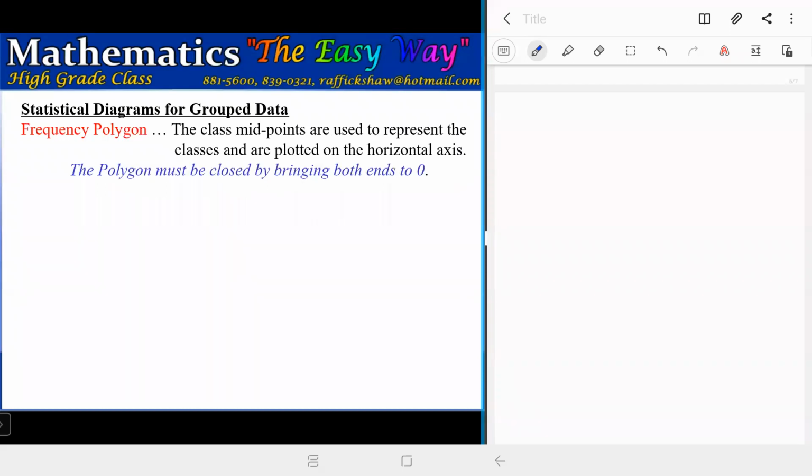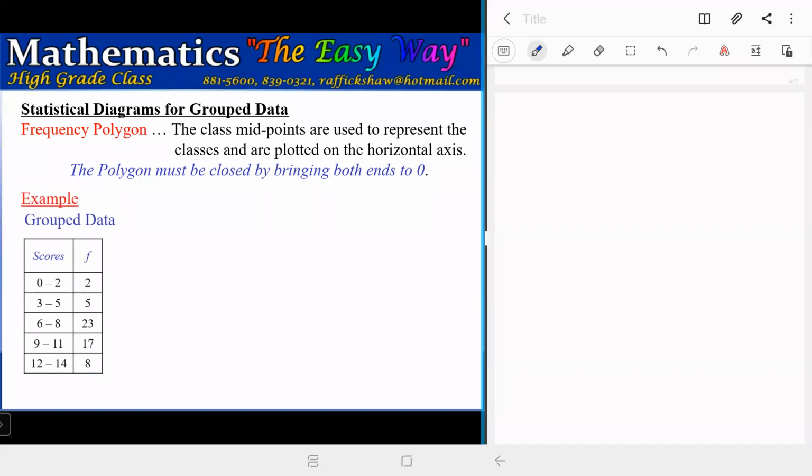The next thing we can get is a frequency polygon. Just like when we did ungrouped data, the frequency polygon is like plotting points. But when you draw a frequency polygon from grouped data, you have to use the midpoint with the frequency. That's what this is saying. The midpoint is used to represent the group and is plotted on the horizontal axis, and you plot the frequency on the vertical axis. It's going to correspond to the top of the middle of the bars as well.